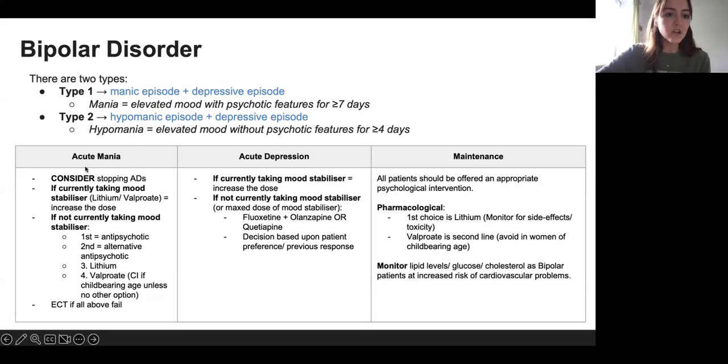As I said, in acute mania, you will want to stop the antidepressant. Then it depends on whether they already have an established diagnosis of bipolar, and if they're already on a mood stabilizer, you keep them on that and you increase the dose. But if, as with this SBA, this is their first presentation of mania, the first line treatment is an antipsychotic first.